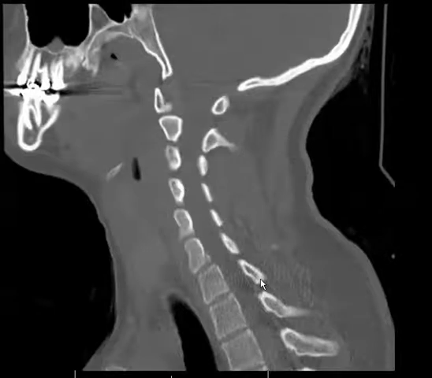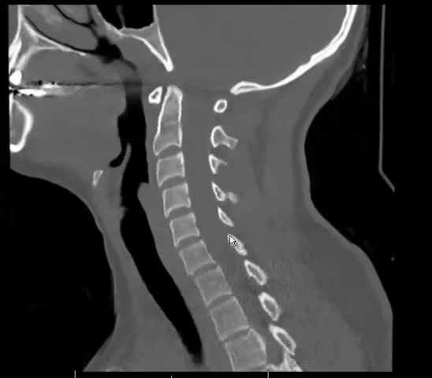So anytime that there are 2 or 3 columns of the cervical spine that are injured, this represents an unstable injury and is warranted to get an MRI examination to evaluate the ligaments.